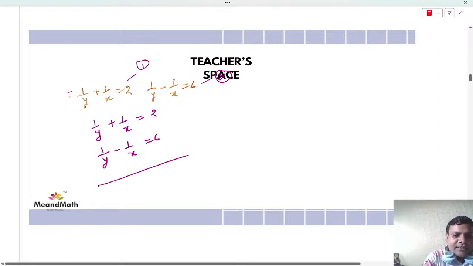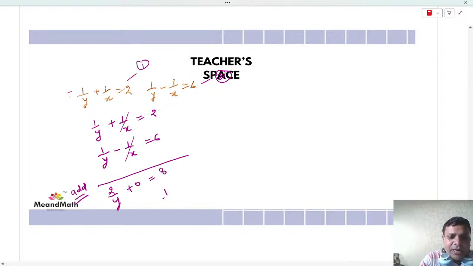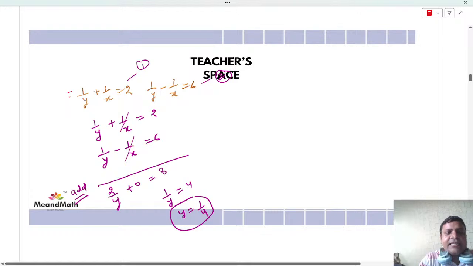Now add these. If we add both, then we get 2 upon y, and these are cancelled out because one is plus, one is minus. So 2 upon y is equal to 8. So 1 upon y is equal to 4 and y is equal to 1 by 4. So we'll get here y is equal to 1 by 4.